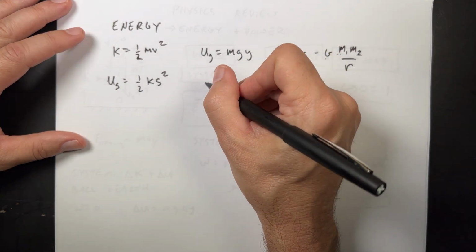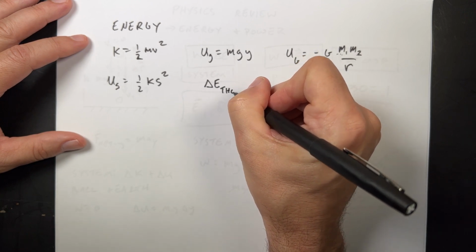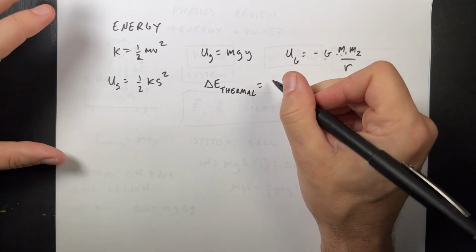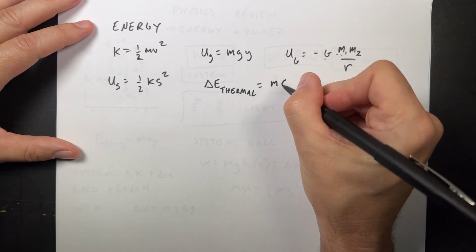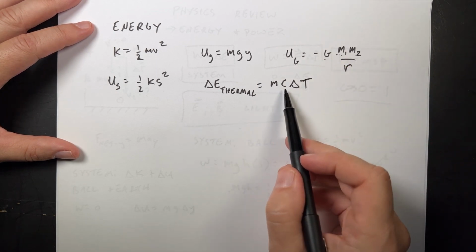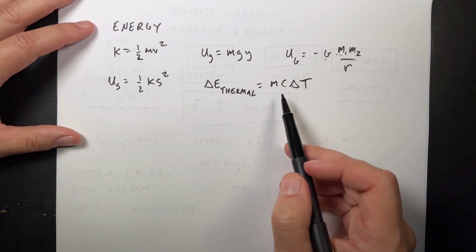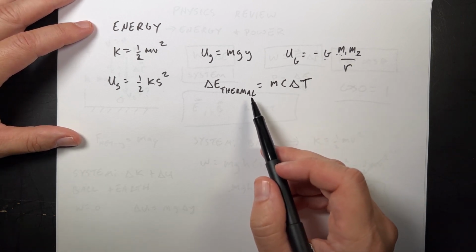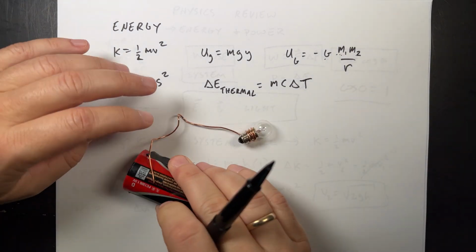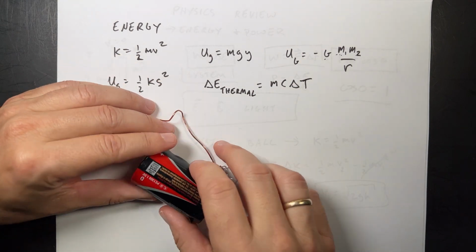You may have seen something like this, the change in thermal energy. I'll write it out. And you probably saw this in chemistry. mc delta T. So m is the mass of an object, c is the specific heat capacity, and delta T is the change in temperature. So if you change the temperature of an object, you change its thermal energy. We will use this some because if I have this light bulb, the wire gets hot, and so that is important. So we will use that a little bit.